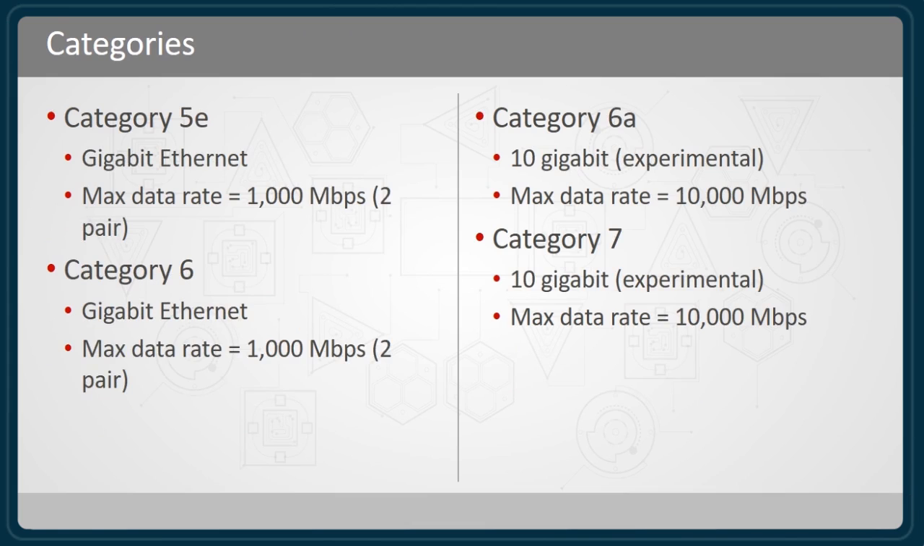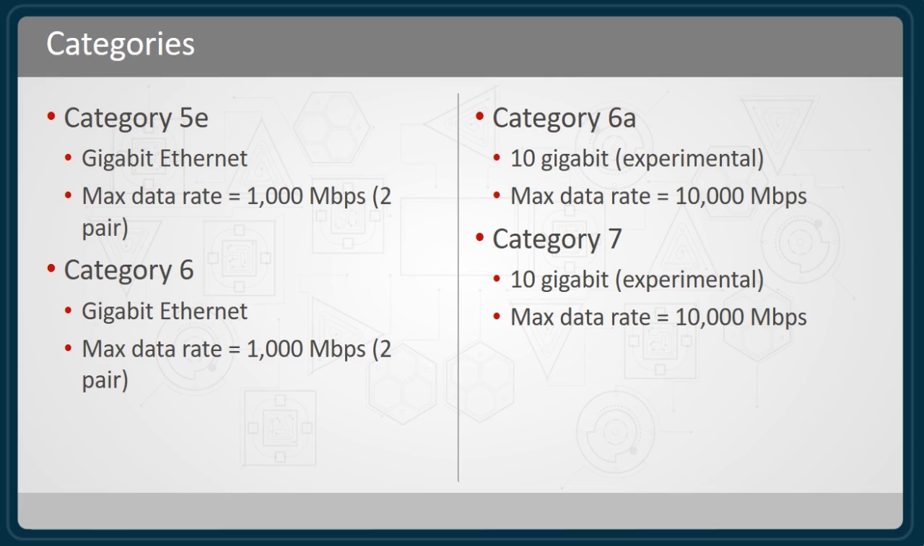5E is still gigabit Ethernet, again with a maximum data rate of a gigabit per second, but over 2 pair instead of 4. Category 6, also gigabit Ethernet, and also a gigabit per second over only 2 pair. So that does not seem to be any different than 5E, but it generally came down to the distance over which you could still achieve those speeds. So Category 6 was a little more efficient at consistently carrying gigabit Ethernet over larger distances.